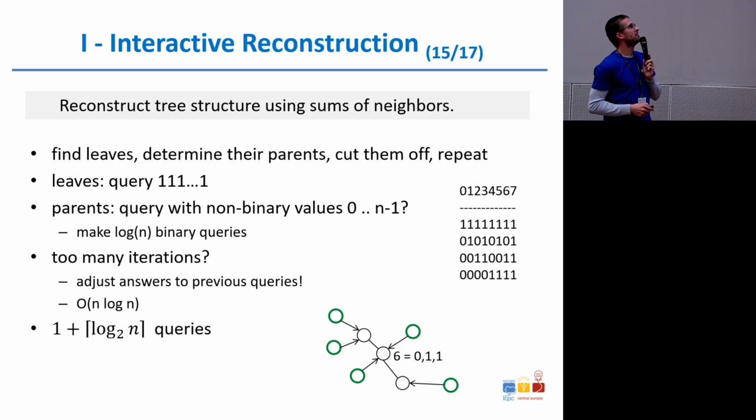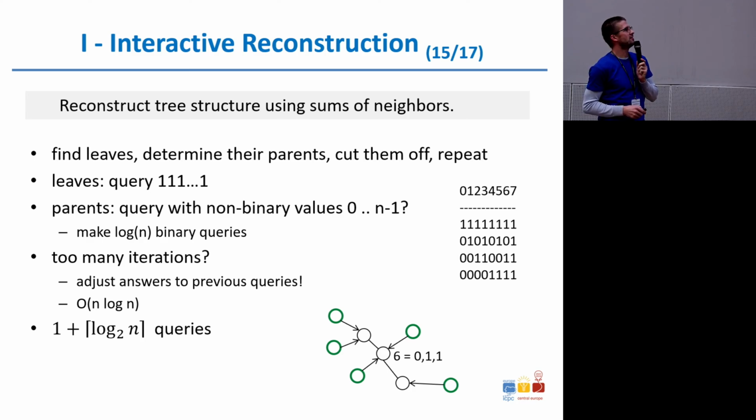Problem I, with interactive reconstruction. So we're also dealing with trees, and we have to reconstruct tree structure just by querying the sums of the neighbors. So we're assigning some values to nodes, some binary values, and then we get the result. What was the sum of values of all its neighbors? And we have very few queries. You're allowed to do like 16 queries for pretty large trees.